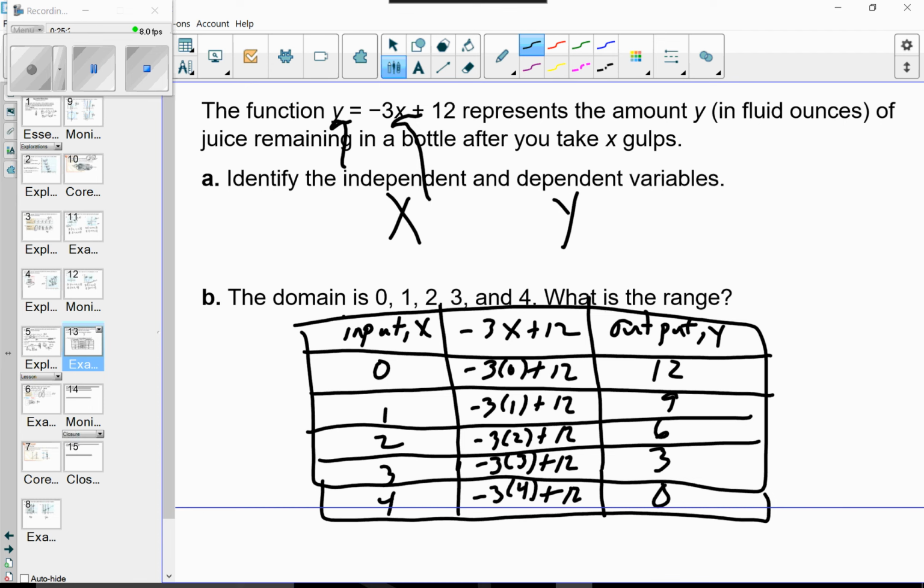So what I just did is I just found my range. My range is 0, 3, 6, 9, and 12. And remember, we always want to write range out from least to greatest. Okay, so we plugged in our x's, we got out our y's.